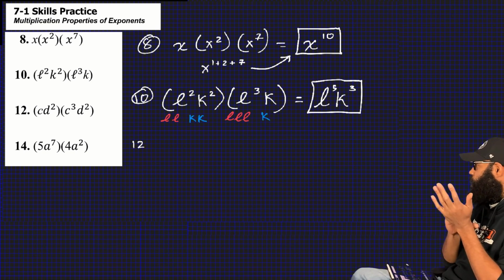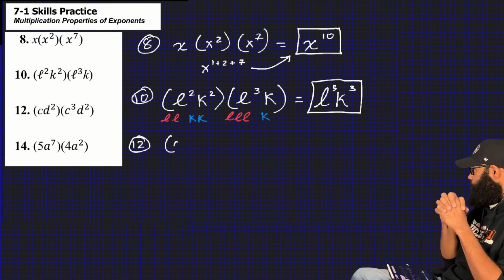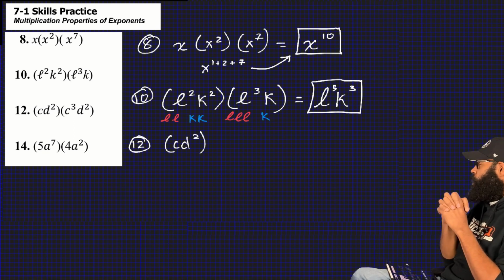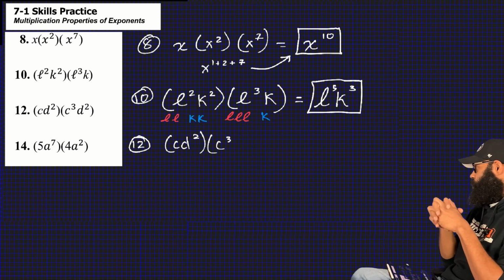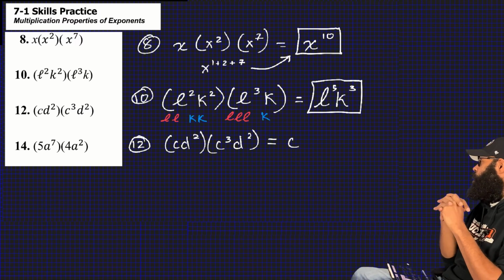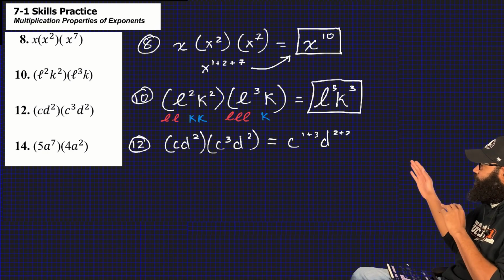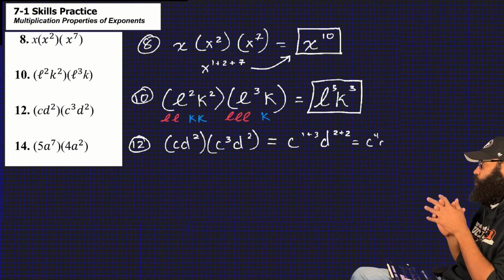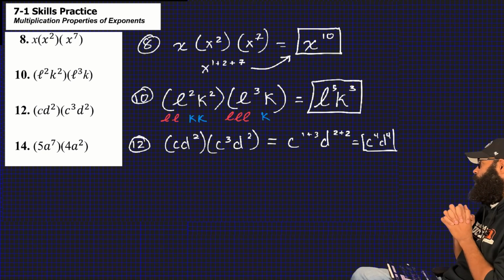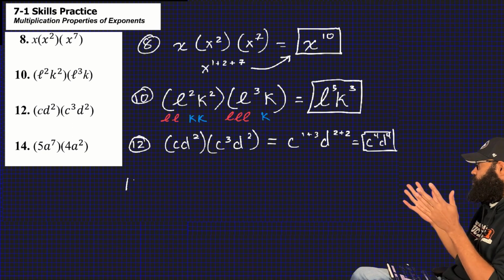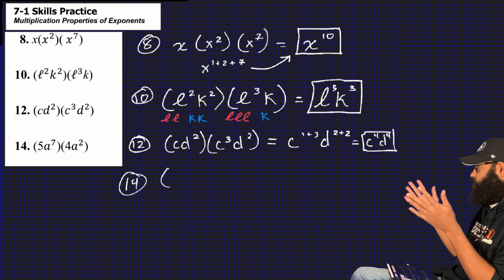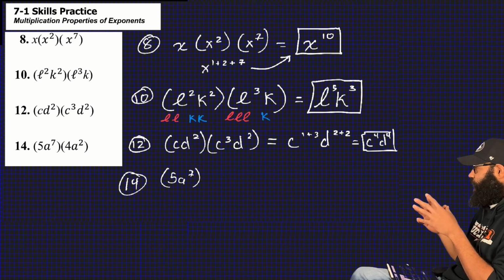Same thing, guys, here for 12 now. Parentheses, CD to the second power, parentheses close. Parentheses open, C to the third, D to the second, parentheses close. Meaning, C to the 1 plus 3 power, D to the 2 plus 2 power. 1 plus 3 is 4, and of course 2 plus 2 is 4. So C to the 4th, D to the 4th. And again, we finally got some coefficients. So do I know what 5 times 4 is? Of course. And if I got 7 A's, then I'm going to multiply that by another 2 A's.